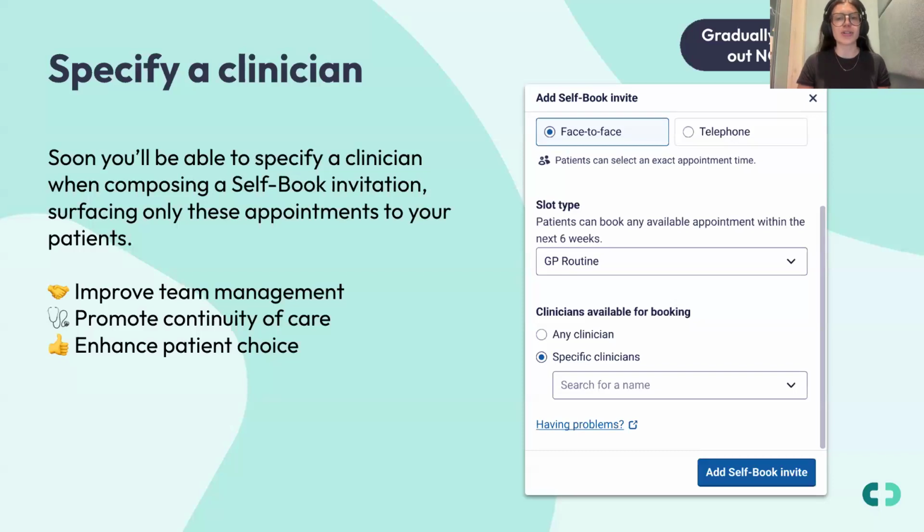Specify a clinician, or choose clinician, then. Over the next few weeks, you'll be able to specify a clinician when composing a Self-Book invitation, surfacing only these appointments to the patient, offering better team management and continuity of care with your appointments. The ability to specify a clinician in Self-Book has been a highly requested feature from our users and offers more flexibility and choice with Self-Book links. So we're super excited to be able to say that it's finally here and it's being gradually rolled out now.